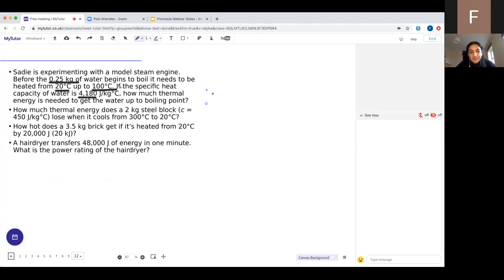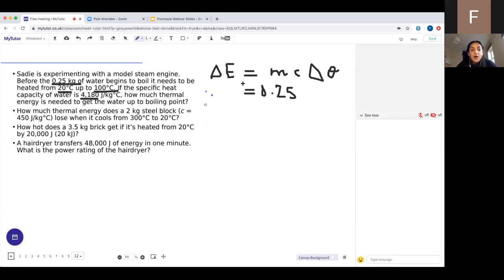We need to use our equation for thermal energy. Okay, that's what the question is asking us. How much thermal energy is needed? Well, we bring out our trusty specific heat capacity equation, mc delta theta, and they've been pretty nice to us by giving us all the values in that equation. So we won't need to do any rearranging. So we can see that mass is 0.25, which is given. We can see that C, the specific heat capacity, is 4,180 of our substance, which is water.